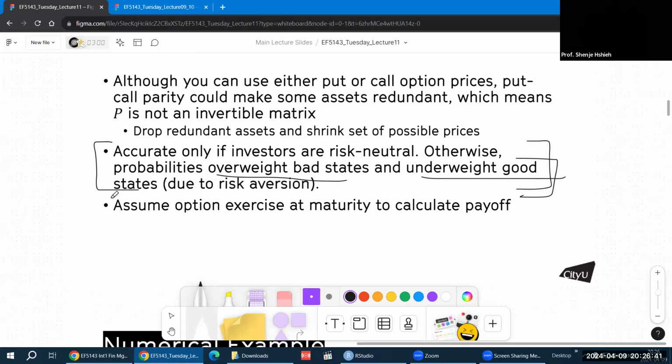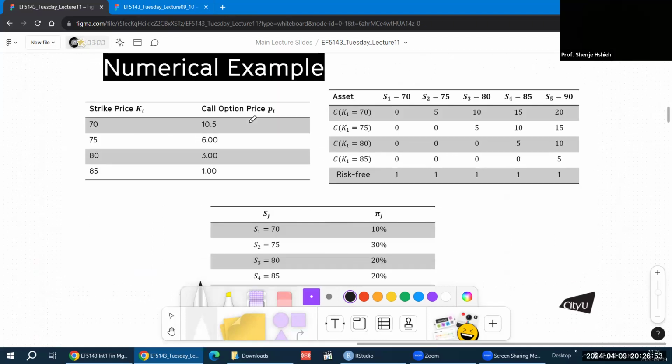All right, and then obviously, as I explained earlier, I'm assuming these options are all European and they all have to be exercised at maturity to be calculated. Okay, so let's give you a numerical example.